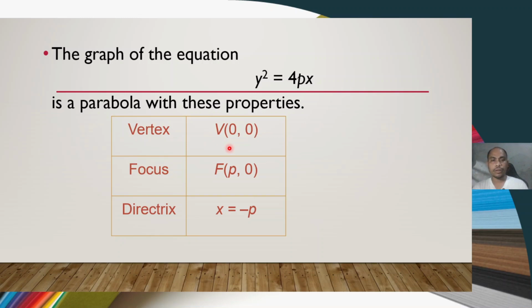Yung focus, magkakainterchange lang ang position ng x and y. Kanina, (0, p). Ngayon naman ay (p, 0). Kasi nag-interchange din ang ating standard form ng ating parabola. And the directrix is, instead of y, nagiging x equals to negative p na siya.